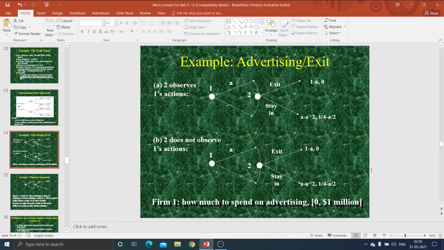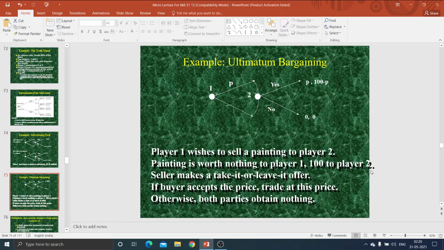So the advertising game is there, and there is an interesting game which is called the Ultimatum game. Player 1 wishes to sell a painting to player 2. The painting is worth nothing to player 1 but 100 to player 2. The seller makes a take-it-or-leave-it offer. If the buyer accepts the price, they trade at this price. Otherwise, both parties obtain nothing.